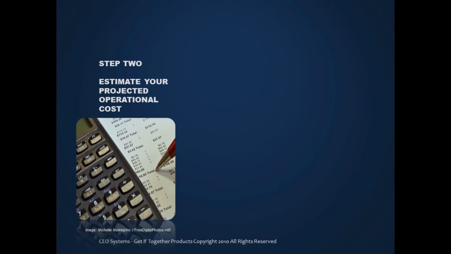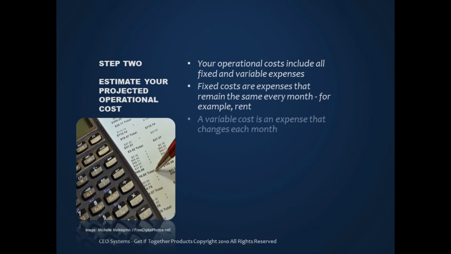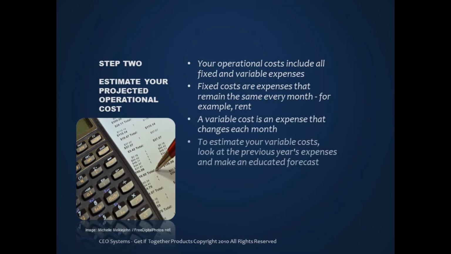Step 2. Estimate your projected operational cost. Your operational costs include all fixed and variable expenses. Fixed costs are expenses that remain the same every month. For example, rent. A variable cost is an expense that changes each month. To estimate your variable costs, look at the previous year's expenses and make an educated forecast. Create a high, middle, and low forecast for all variable expenses.